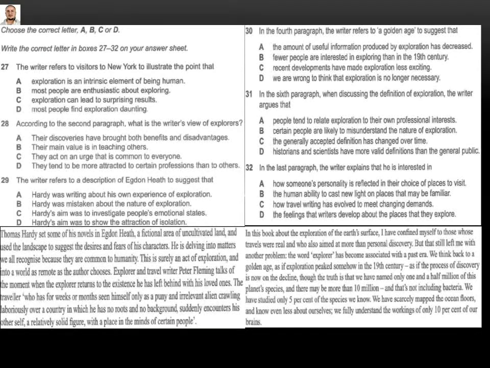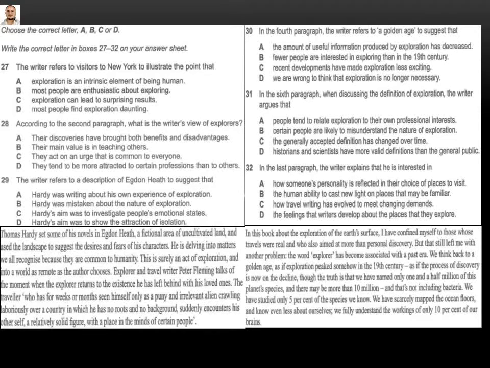Explorer and travel writer Peter Fleming... Okay, so let's go back to make sure. A fictional area of uncultivated land, and used the landscape to suggest the desires and fears of his characters. So this is the aim of it.